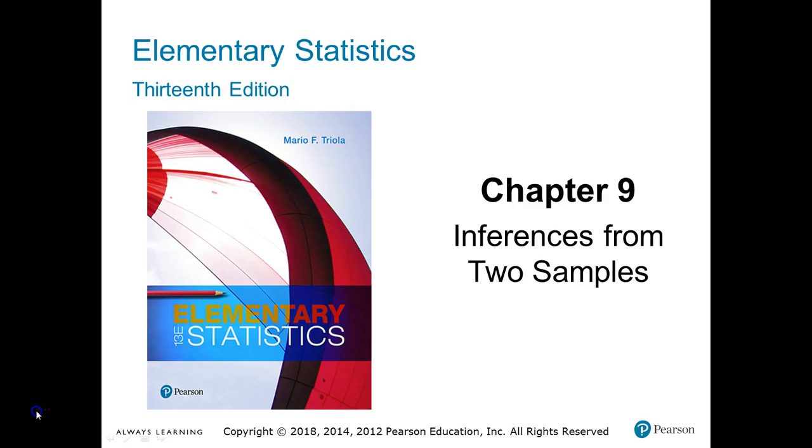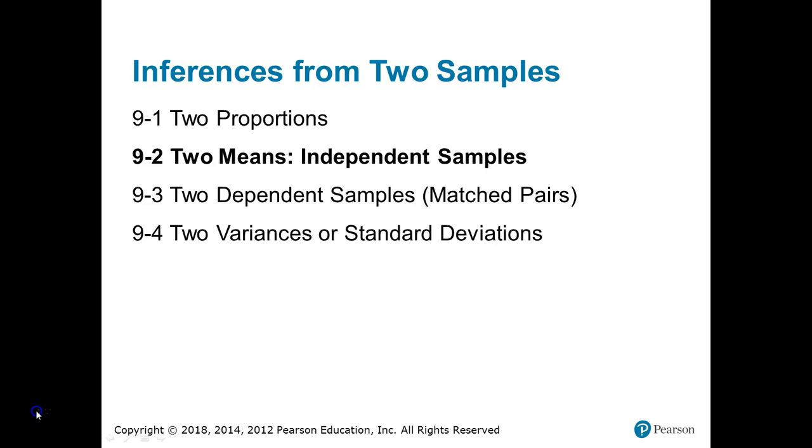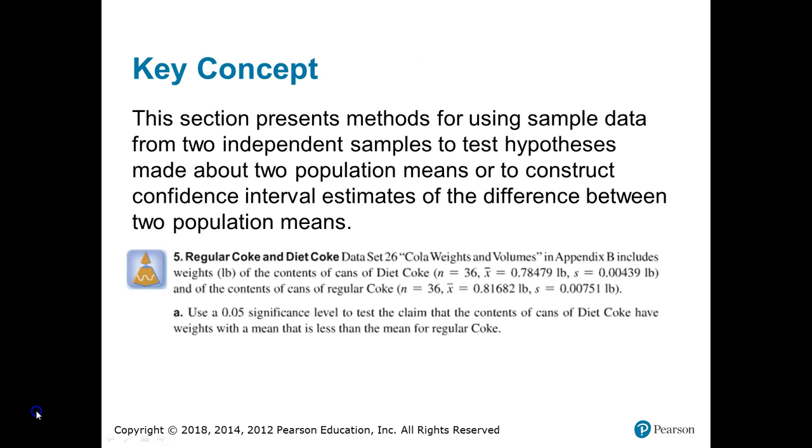Hello students, welcome back. In this video we are going to go through chapter 9 section 2, where we are dealing with two samples, two means, and trying to make inferences about that. Remember, in our last section we dealt with two samples and made inferences regarding their proportions. Now we are doing means. So right now we are going to be hypothesis testing about two population means, and then we're going to be doing confidence intervals as well.